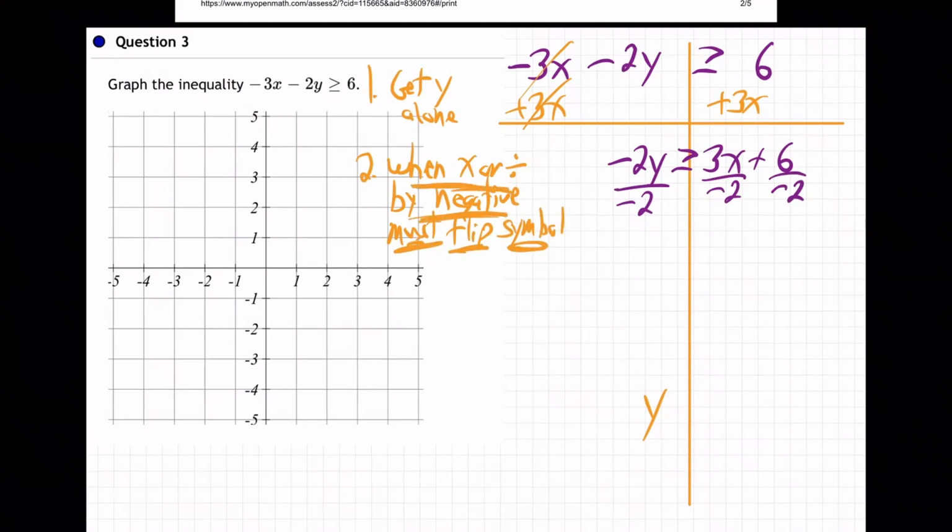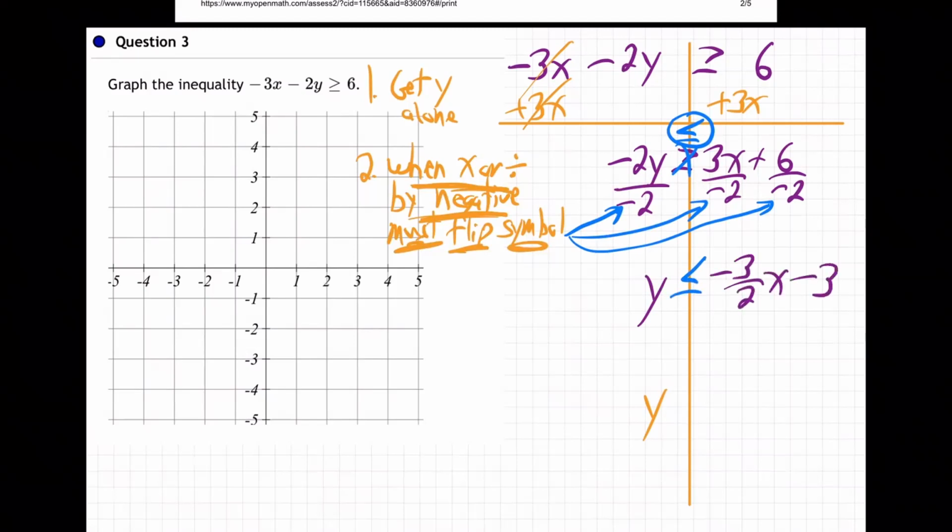That's really important because right here, look what I did. I divided by a negative number, didn't I? See how I'm dividing by a negative number all the way through? So that means I've got to cross this out and turn it the other way. Super important, because that's going to change which way the shading goes. So y alone now is less than or equal to minus 3/2 x minus 3.